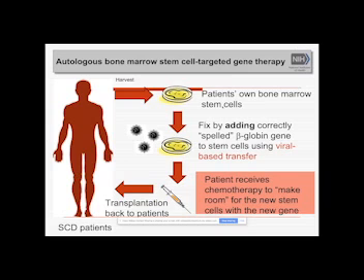Once we have those cells, we can send them to a lab where we can add a new gene, a correctly spelled beta globin gene, using the viral-based transfer. The patient would then get chemotherapy that helps them make room in their body for the new stem cells with that new gene, and they get transplanted.